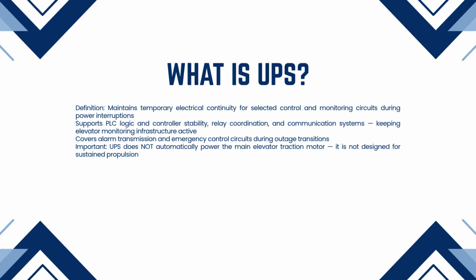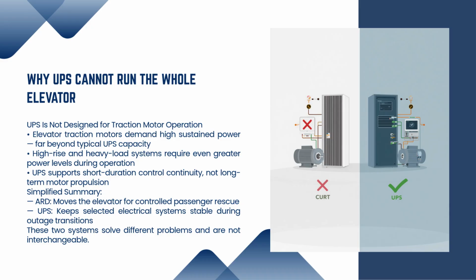This distinction is critical. Why can a UPS usually not run the whole elevator? A standard UPS is usually not designed to keep a complete elevator running. Normally during a long power outage, full traction operation requires much more electrical power than control circuits. Elevator motors, especially in high-rise buildings or high-load systems, create much larger power demand than typical UPS systems can support continuously. So in many elevator projects, UPS support is used for control continuity, not sustained traction propulsion.